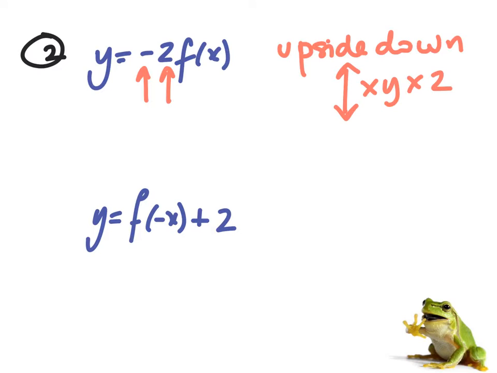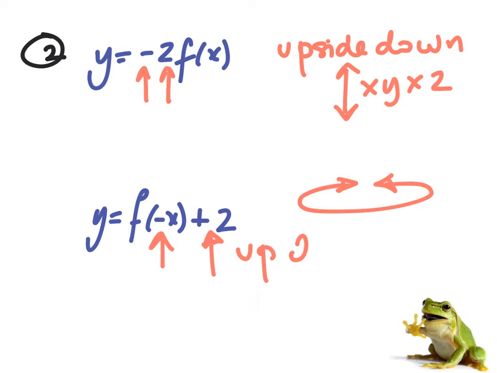For the second graph, first thing I'm looking at here is this negative x inside the bracket. So that means flip it left and right like a mirror. Everything that's on the left goes to the right, and similarly the right to the left. Then I'm looking at this plus 2, that means move everything up 2. So swap it left and right and then move up 2.